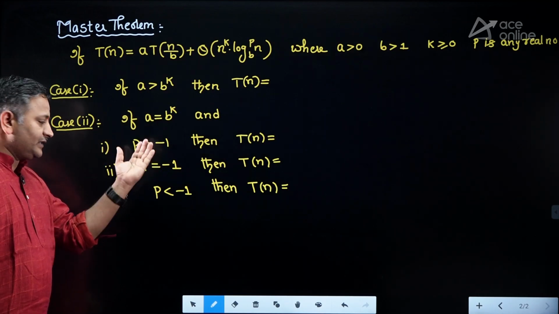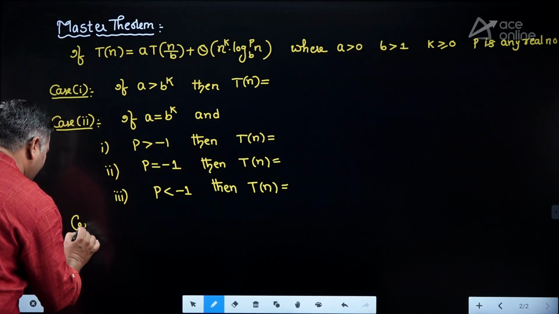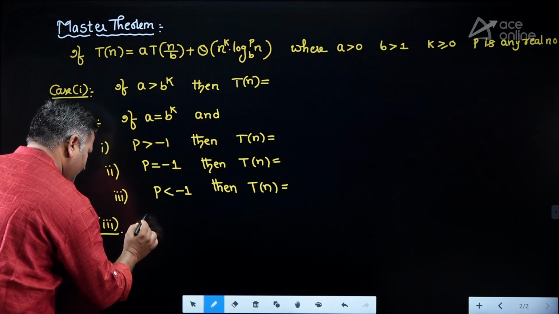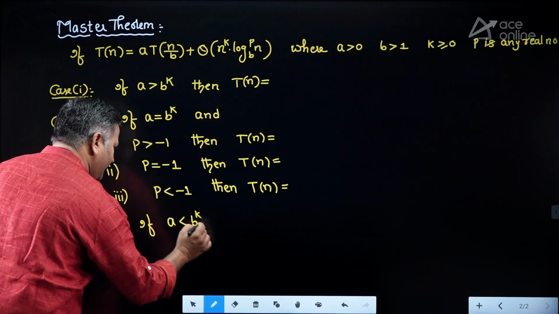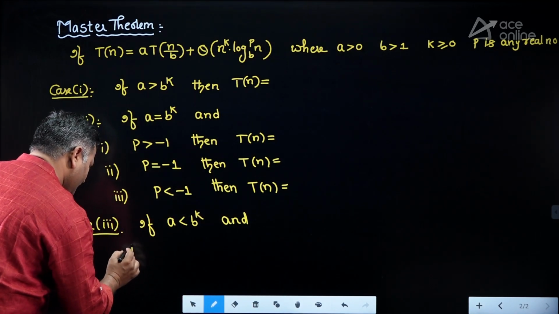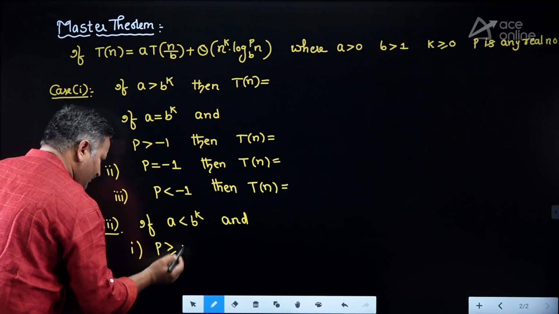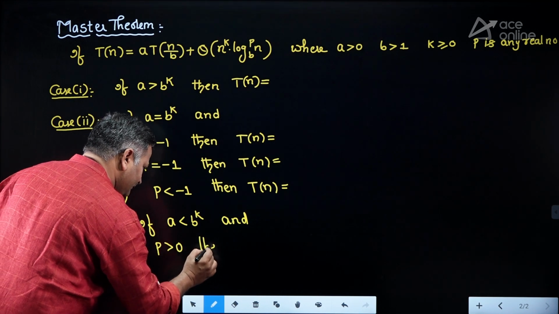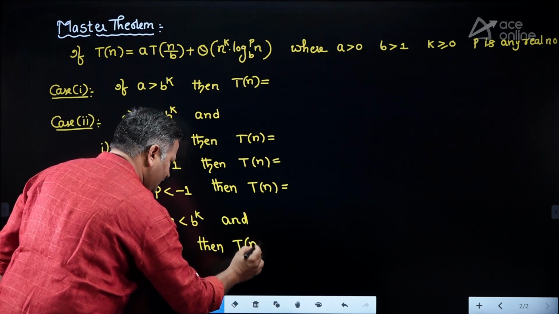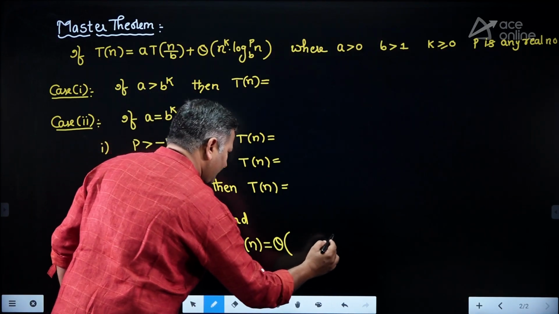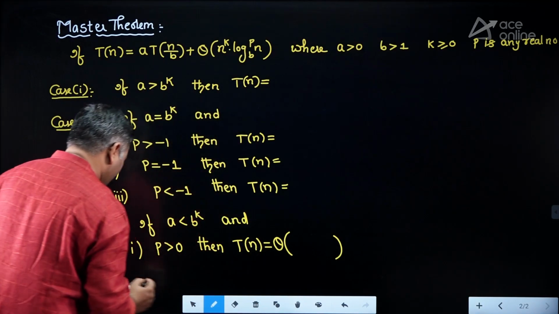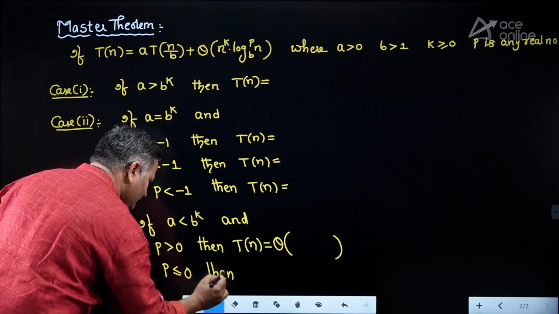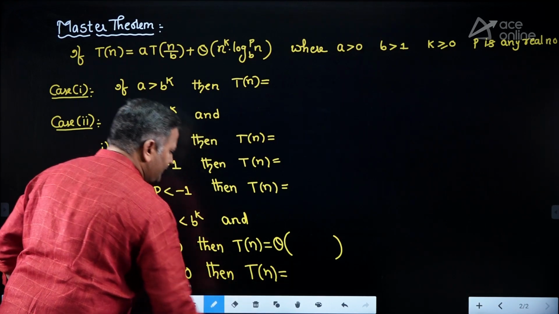In the second case we have three sub cases, and the third case, case number 3: if a is less than b to the power of k and p greater than or equal to 0, please excuse me, if p greater than 0, then T(n) equals theta of, so we will discuss what that value is. Next, the second one, if p value is less than or equal to 0, then T(n) equals.